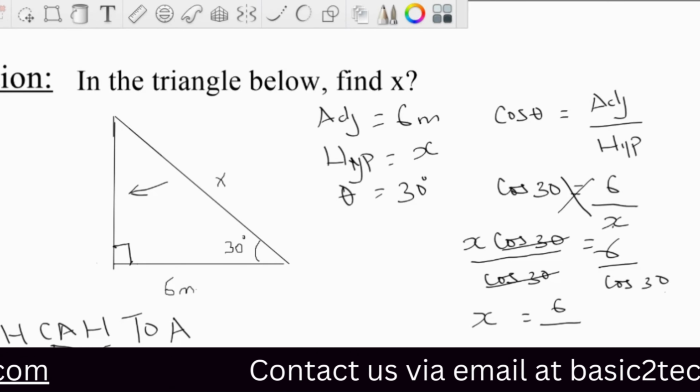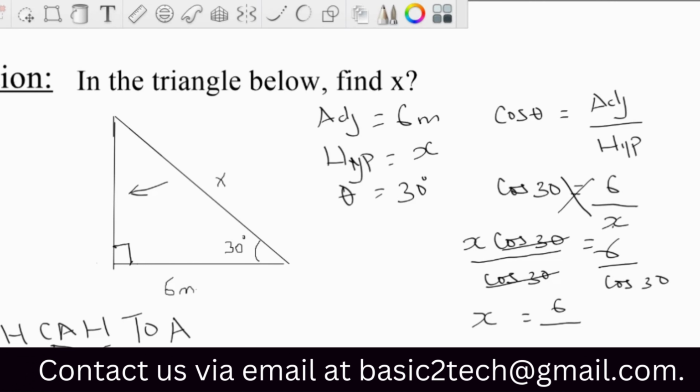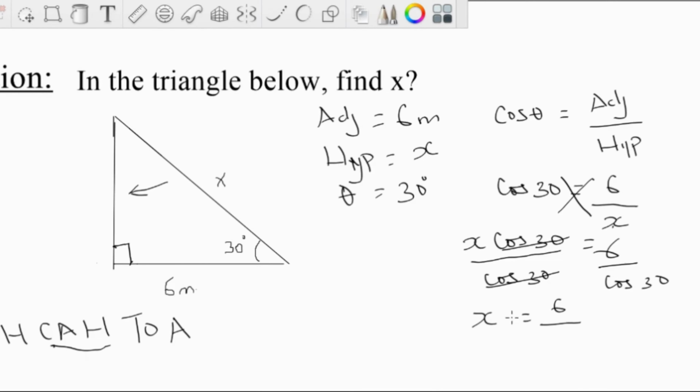What is cos 30? Put that in your calculator. Cos 30 will give us 0.8660. So therefore, when we divide that, what do we get? 6 divided by 0.8660 gives us 6.9. So we have 6.9 meters. So that is how we apply trig ratios to solve triangles or right angled triangles.